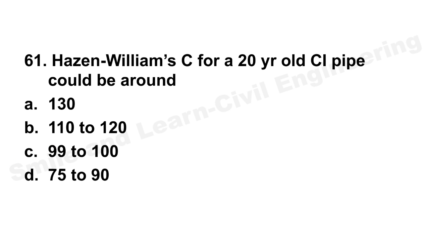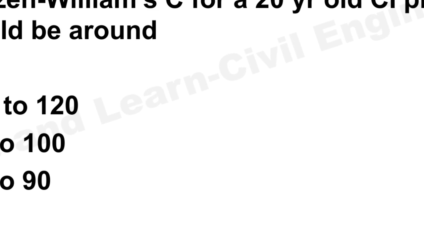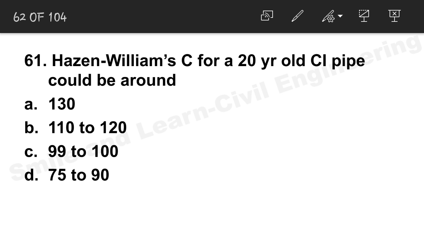Question number 61. Hazen-Williams C for a 20-year-old CI pipe. Okay. So you have to remember what is Hazen-Williams C. So over here option C will be the correct answer, 99 to 100.